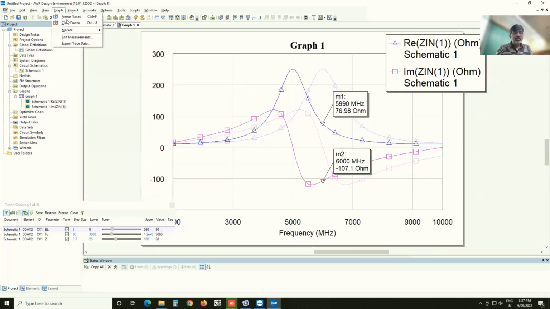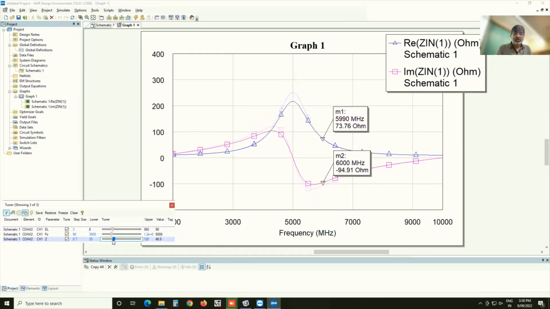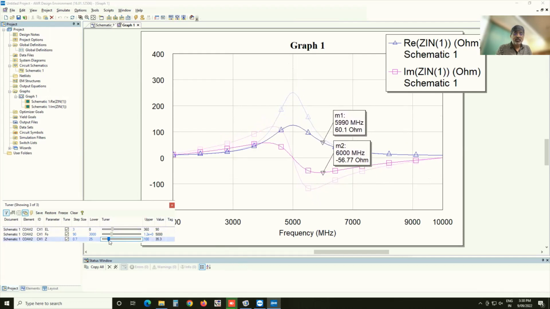So let me clear the graph and go back to 5 gigahertz, which is fine, I guess. Right now I'm working with the 5 gigahertz quarter wave section, so 90 degrees at 5 gigahertz. I'm going to freeze this, and I'm going to change the characteristic impedance of the transmission line itself from 50 ohms. I have increased it and the value is going up, and if I decrease it, it comes down.